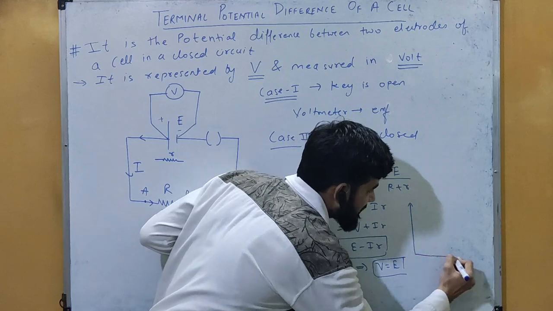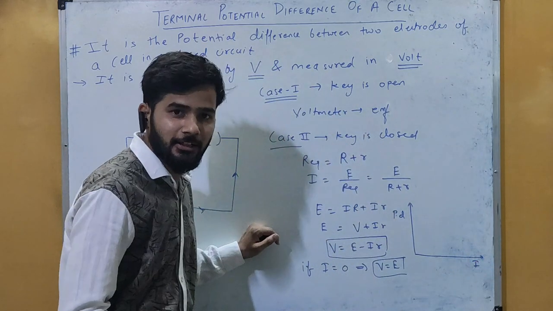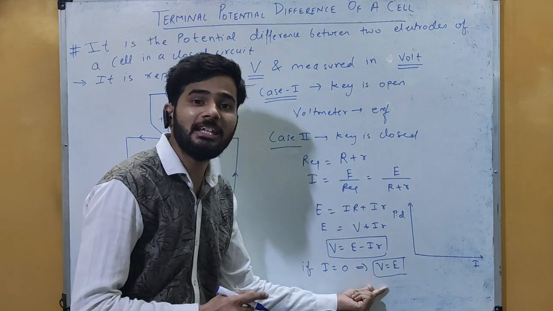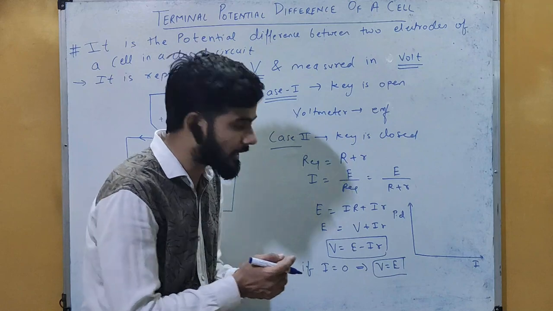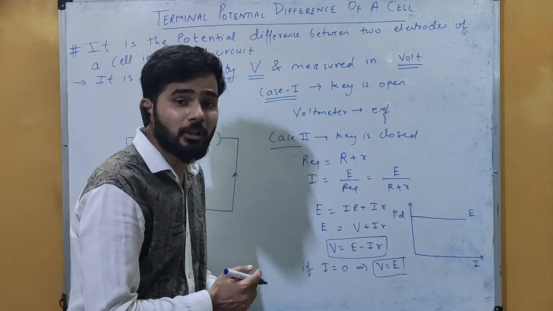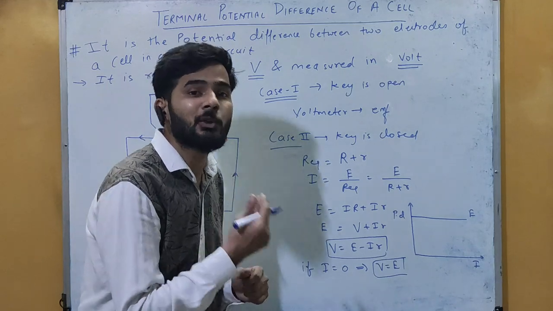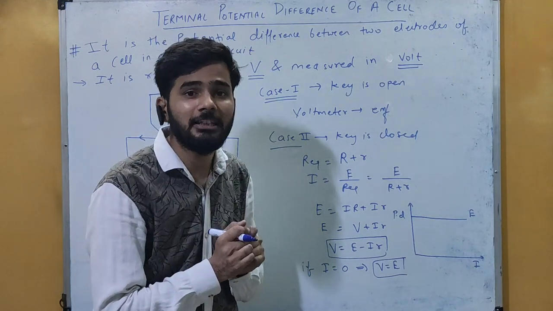हमारे पास y axis पे क्या हो जाएगा? We will have the potential difference and here we will have the current. Okay, now we have first V is equal to E. मतलब जो potential difference है वो किसके बराबर हो जाएगा? EMF के बराबर. मतलब यहाँ पर हमें एक constant value किसकी आ जाएगी? EMF की. Okay, but when we have the closed circuit, when the current flows from it, in that case there will be some drop in the potential.